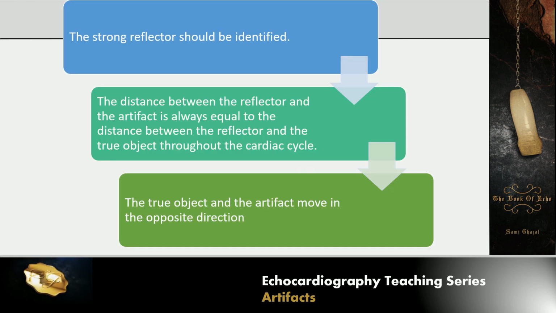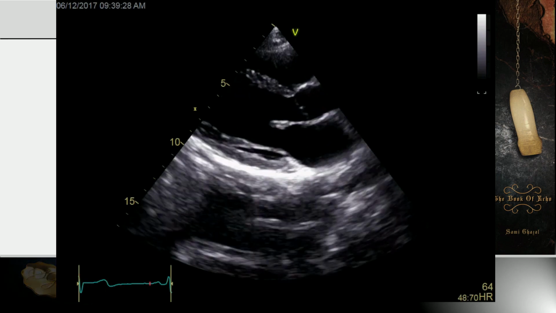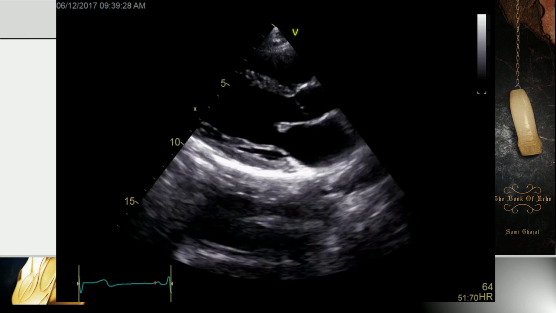So to call it a mirror image artifact, the strong reflector should be identified. The distance between the reflector and the artifact is always equal to the distance between the reflector and the true object throughout the cardiac cycle. Then the true object and the artifact move in the opposite direction. So in this example, you will see the heart as if we have two hearts.